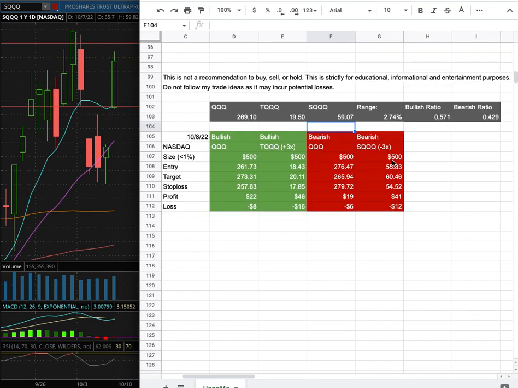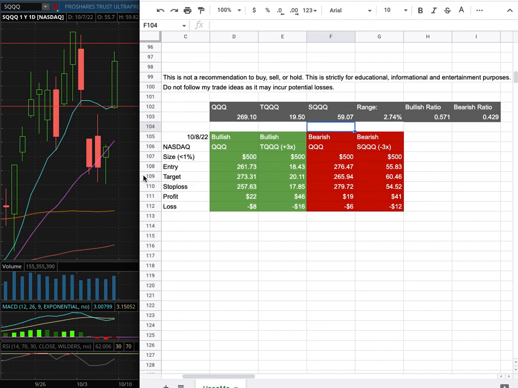And as with the trade idea, my trade position size for it is less than 1% of my portfolio. My entry is at $55.83. That is its range here. My sell target is at $60.46, and that is its range there. My stop loss is at $54.52.